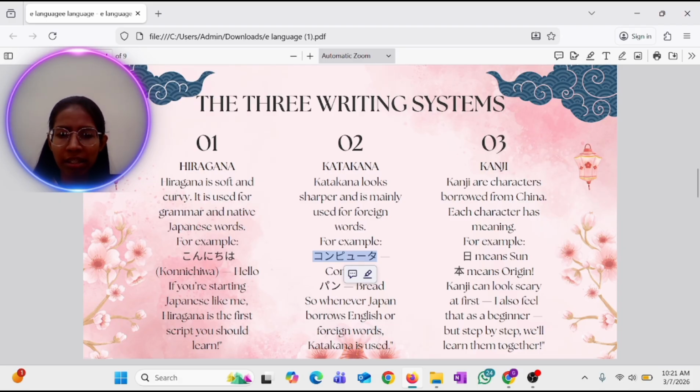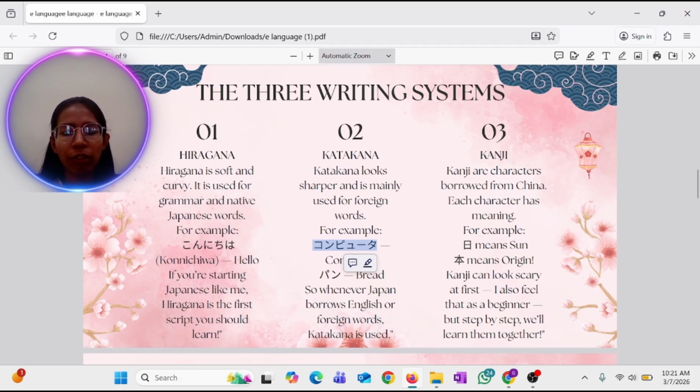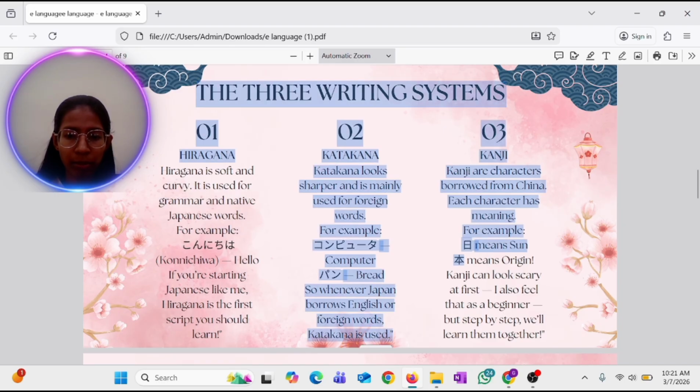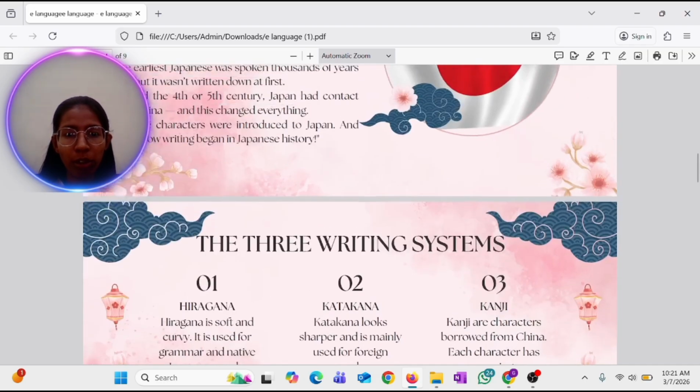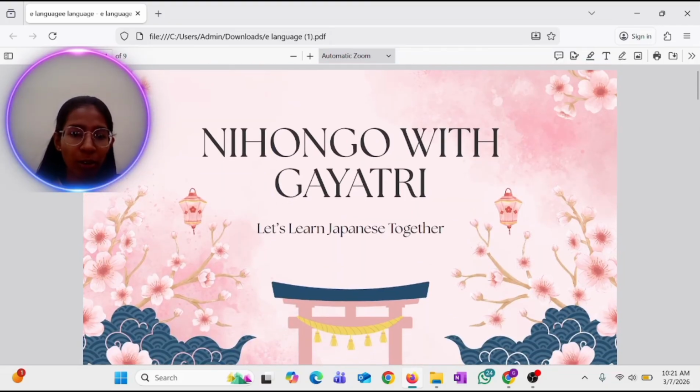Each character has a different meaning. For example, this character looks like this and means sun, Nihon, and this character means origin. If you combine this sun and origin, it gives the meaning Nihon, Nihongo. It means Japan.